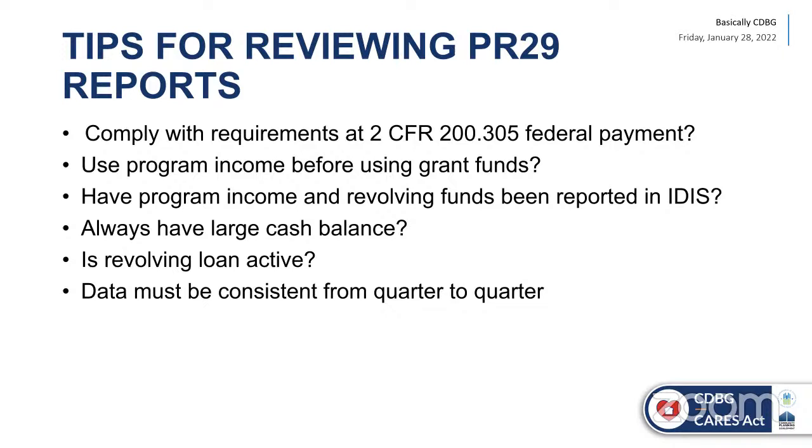The other important thing you want to be sure of is that the data needs to be consistent from quarter to quarter. Normally, the quarter 1 Cash on Hand balance will become the beginning balance for quarter 2. The program income balance is the same: the quarter 1 program income balance will become the beginning balance for quarter 2. And revolving funds are the same, and so on. So the data must be consistent. It's not like a random number you enter. Next slide, please.